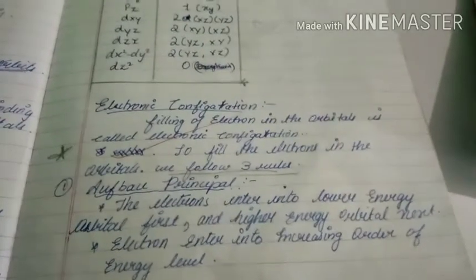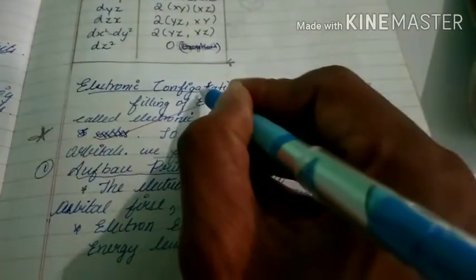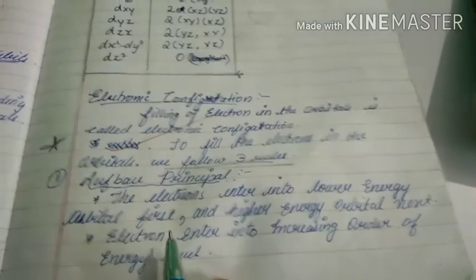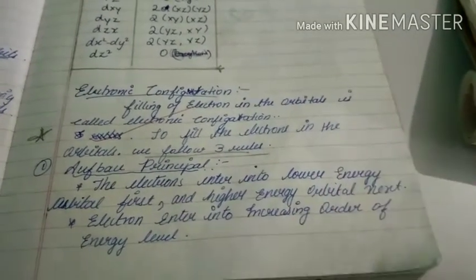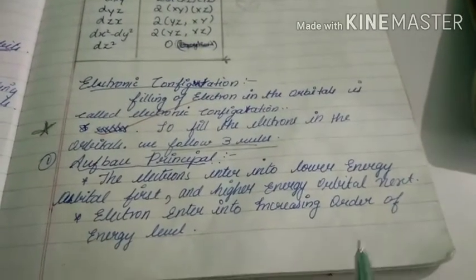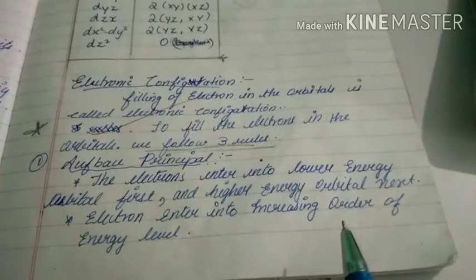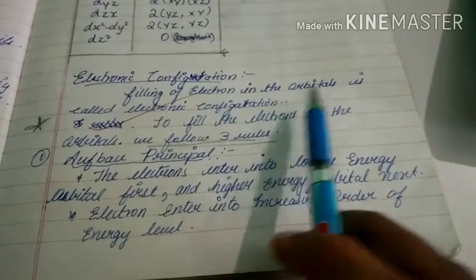Next topic is electronic configuration. We know that electron configuration, like 1s2 2s2 2p, is there for all elements, but we don't know the definition. So here the definition is filling of electrons in the orbitals.